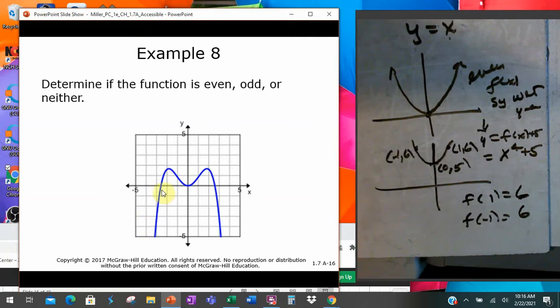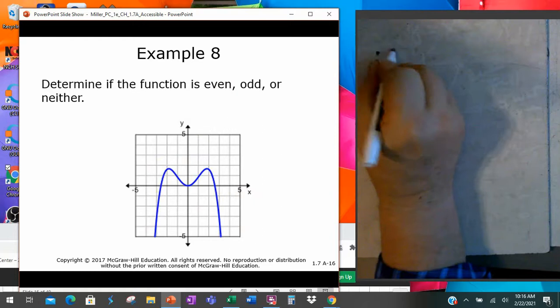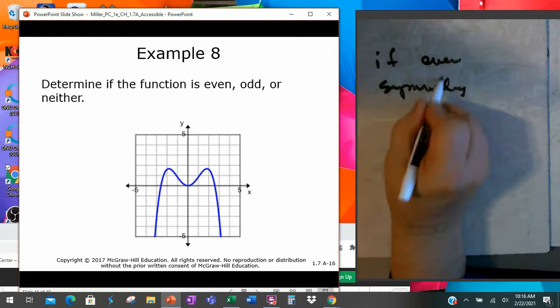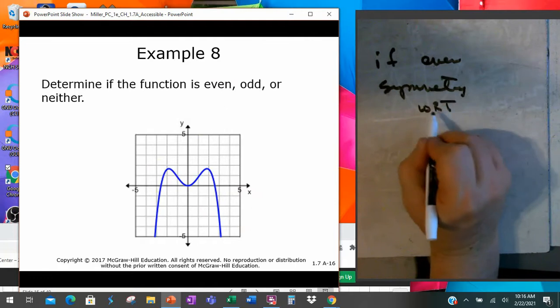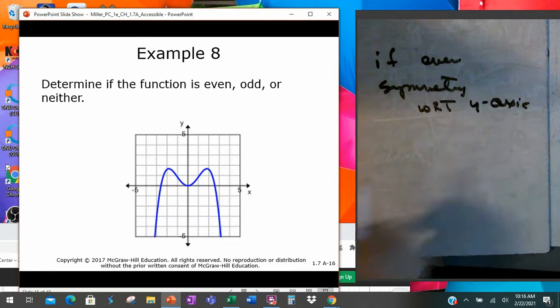Determine if the function is even, odd, or neither from the graph. So the properties of an even function: if even, symmetry with respect to the y-axis, both ways. If I took from here out and folded it over, I get exactly the same thing. So this is an even function.